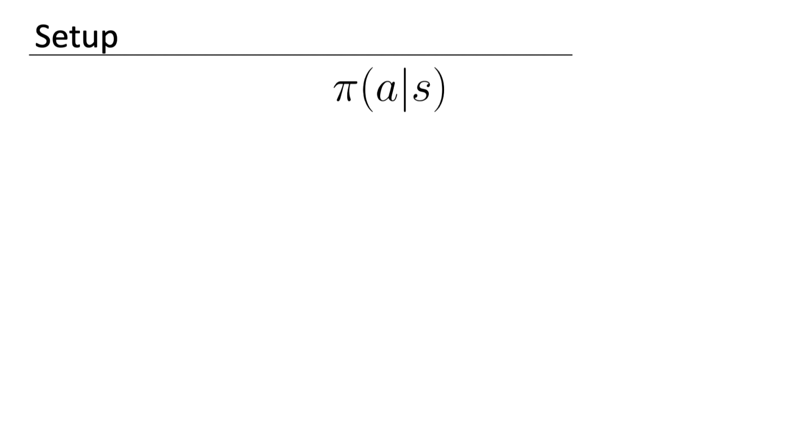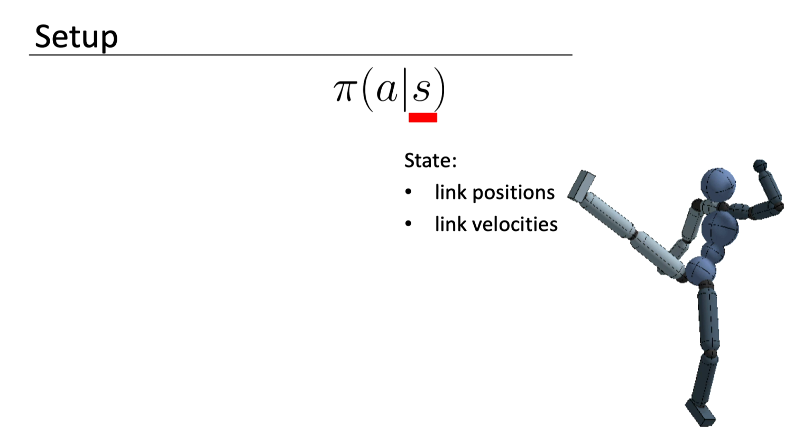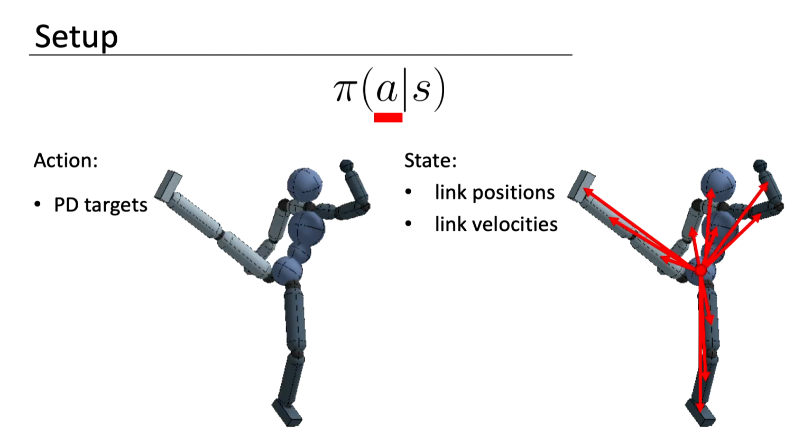As is usually the case in RL, our goal is to learn a policy that maps a state to a distribution of actions. And for our tasks, we will be representing the state using features that describe the configuration of the character's body. And then the actions from the policy will specify target angles for PD controllers positioned at each joint. And these are then used to compute control forces that will be used to drive the motion of the character.